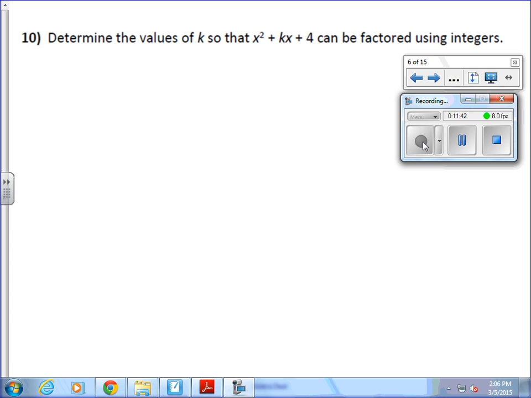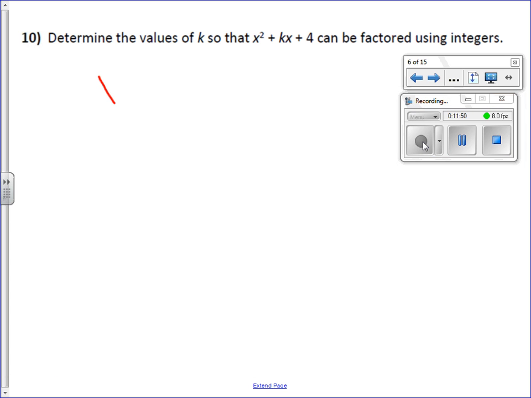To determine the values of k so that x squared plus kx plus 4 can be factored using integers. Well, x squared plus kx plus 4 means I need two numbers that are going to multiply together to give me 4, but add together to give me k. And they all need to be integers.